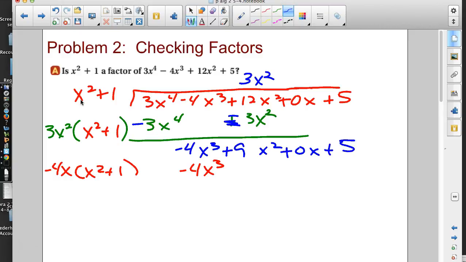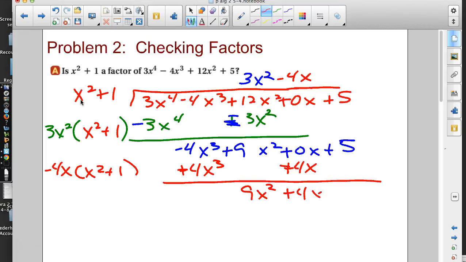You wouldn't have to. I mean, if you're really organized without it, you wouldn't have to do that. But now we know that negative 4x times 1 goes over there. Did what it was supposed to do. So we'll put it up there in that spot. It'll be gone when we change the signs. But now we have a 9x squared plus 4x plus 5 to deal with. Back over to the left.